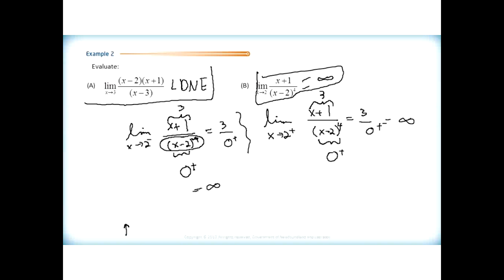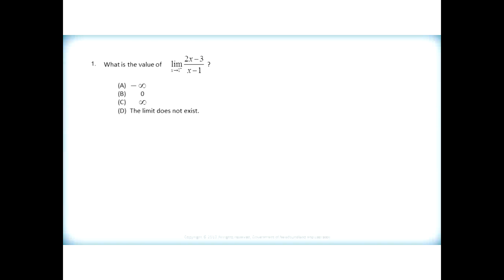Okay? Let's jump on now and look at some test type examples. So here's one, and it says, what is the value of the limit as x approaches 1 from the left? So we're only looking at approaching from the left here of that particular function. So let's see what happens. In the numerator, as we approach 1 from the left, we're going to get 2 times 1 minus 3. So that approaches a negative 1. So we're going to have stuff approaching negative 1 on top. And on the bottom, as we approach 1, this business is approaching 0.